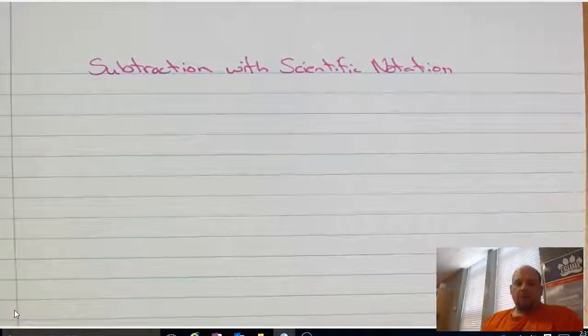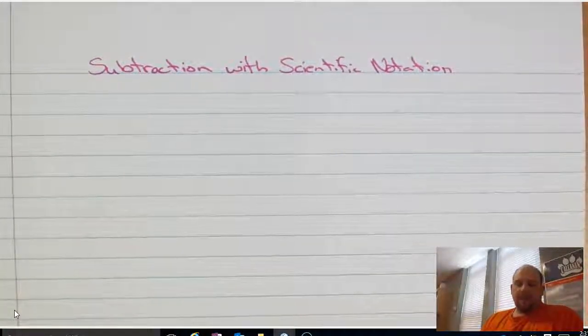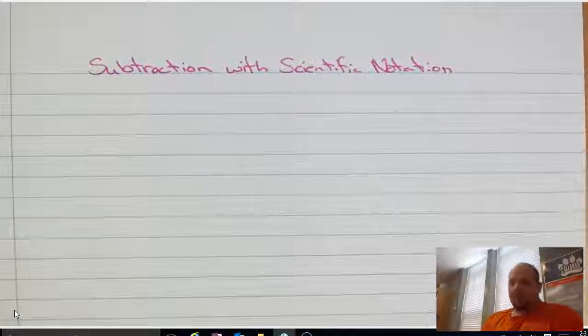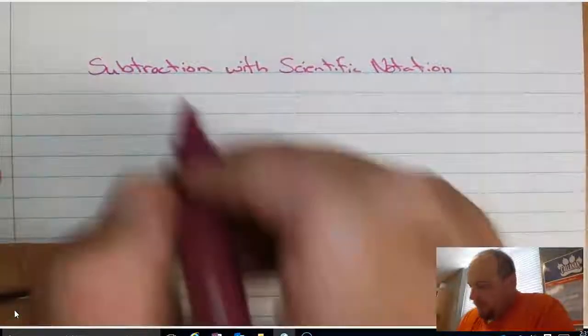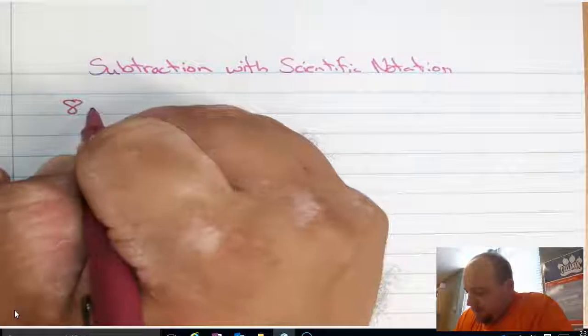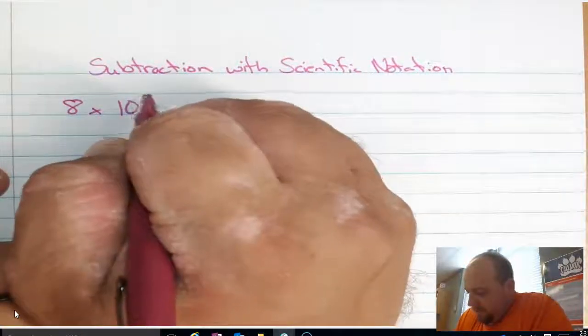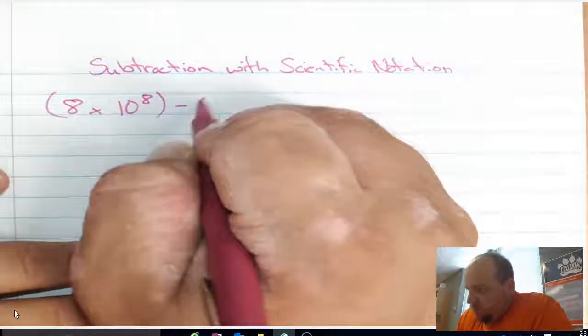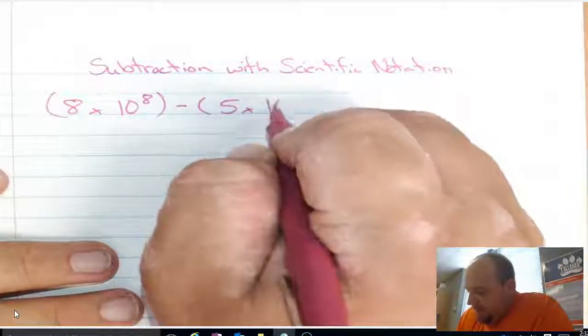All right, we've learned how to multiply, divide, and add. So now let's learn how to subtract with scientific notation. Okay, so I'm going to have the problem 8 times 10 to the 8th, and I'm going to subtract 5 times 10 to the 7th.